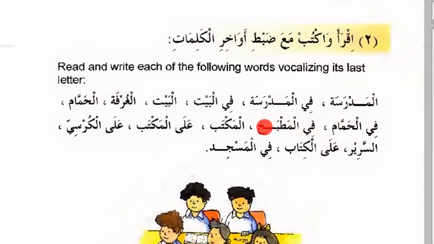Fil-matbakhi. Al-maktabu, dhamma. Al-maktabi, kasra. Al-kursiyyi, so you see, al-kursiyyi jasadan. There's a particular place where Allah is talking about something. So you see, al-kursiyyi, you see, you have kasra here.